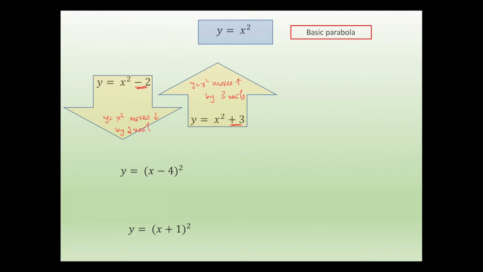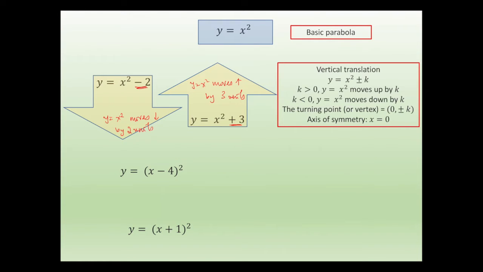So just a summary. When you have y equals x squared plus k, or y equals x squared minus k, if k is greater than 0, the basic parabola moves up. If not, the basic parabola moves down. Since it moves along the y-axis, just up and down, the turning point will still have x coordinate 0, whereas y will be just plus or minus k. Then the axis of symmetry is still x equals 0.